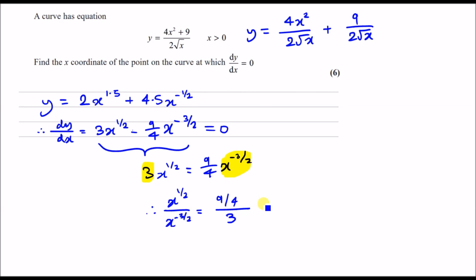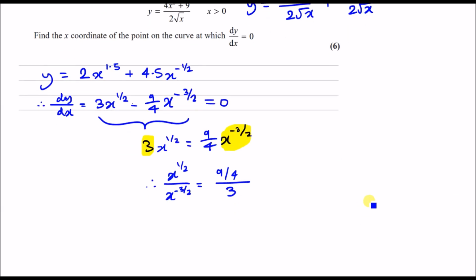Now, this is easy. Now we're pretty much done here. In your calculator, remember when you're dividing x terms, you subtract the powers, yeah? So it'd be half take away minus 3 over 2. That gives you x to the 2. And 9 over 4 divided by 3 should give us 3 over 4. And we're done here.